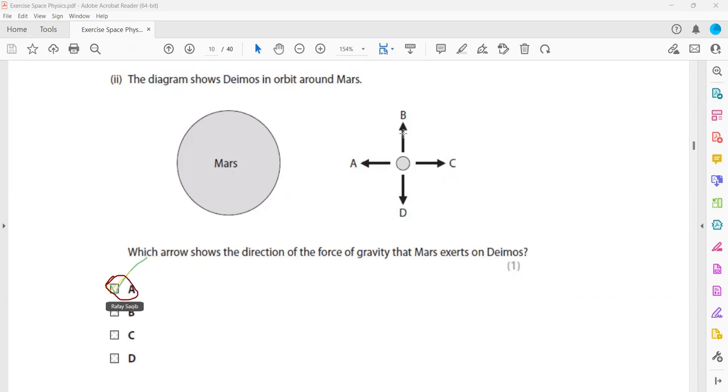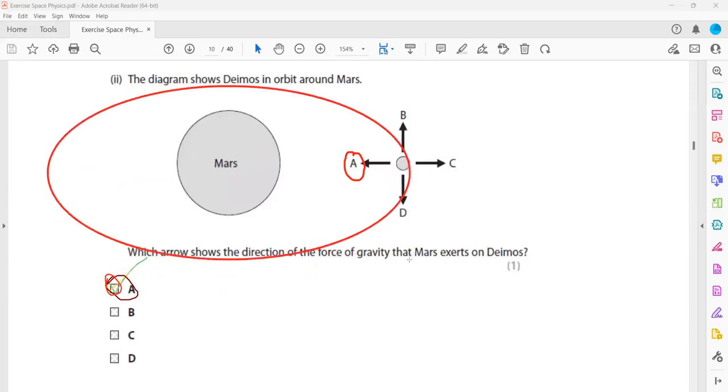So which arrow is representing the force of gravity experienced by this satellite? The correct answer is A, because this is moving in a circular path, so the direction of the force should always be towards the center at any point. And that is the direction of the gravitational force.